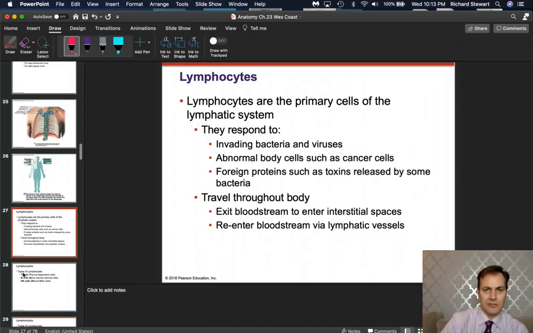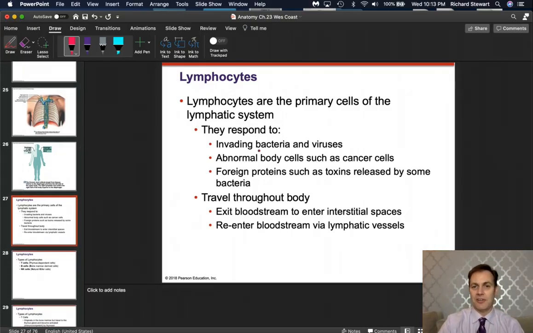Okay. So lymphocytes, what do they respond to? Bacteria, viruses. Big thing. Abnormal cells, such as cancer cells. Foreign proteins, toxins, anything that is bad, anything that shouldn't be in there, our immune system, which are lymphocytes, are the primary guys. They go after it.